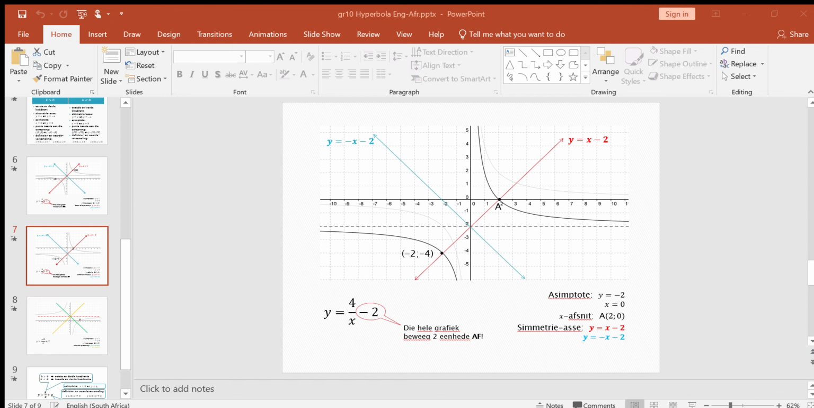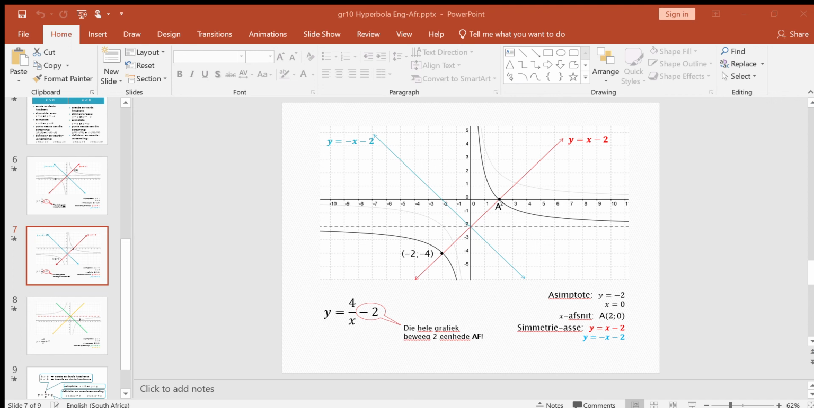So die x-afsnit, waar x 2 is en y is 0. Okay, axis of symmetry. Daai lyn weet jy, it's a positiewe gradiënt, so hy gaan wees y is gelyk aan x, but it now cuts the y-axis where? At minus 2. So it's going to be y is equal to x minus 2. Okay, my tweede as van symmetry, selfde story, behalwe that is a negative gradient. So it will be y is equal to minus x, and where does it cut the y-axis? At minus 2. Is julle nog by?